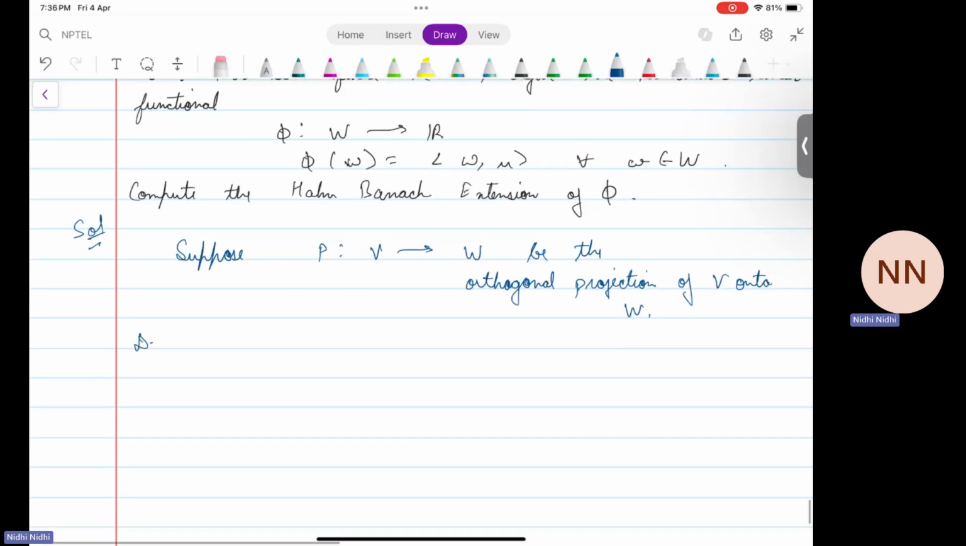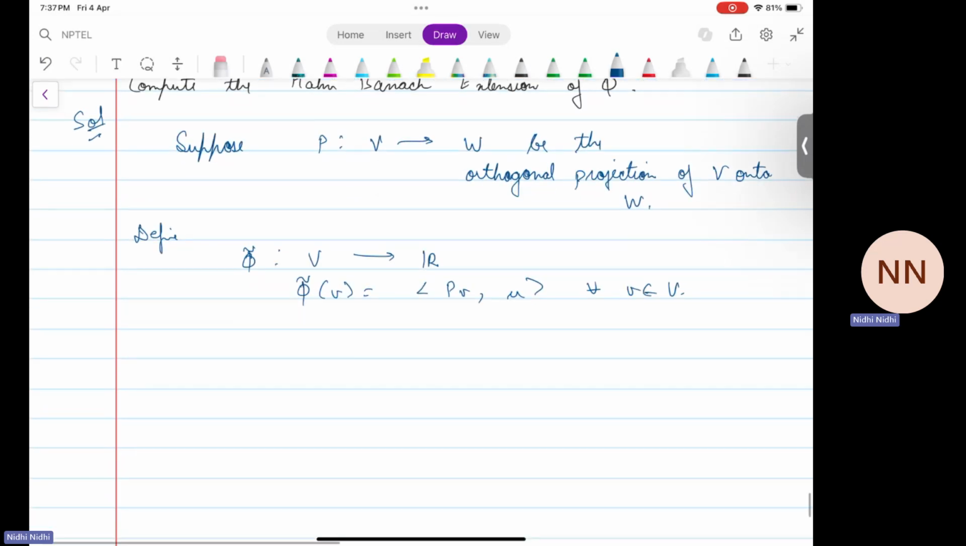If we define phi tilde from V to R, where phi tilde of v is equal to the inner product of Pv with u for every v in V, I claim that this phi tilde will serve as our Hahn-Banach extension.